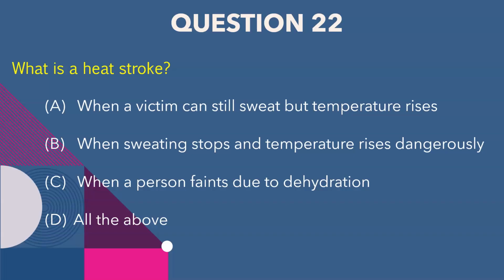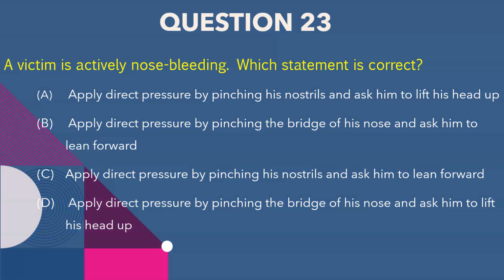Question 23 is coming. Question 23. A victim is actively nose bleeding. Which statement is correct? So a victim is having a nosebleed. Choose the statement below that is correct.